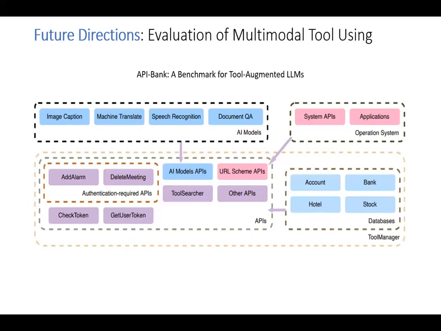And the third direction is evaluation. Although we have seen successes in building multimodal agents, mostly by example demonstration in the papers, can we have a systematic way to evaluate how accurately this type of system uses multimodal tools? API-Bank is a starting point for building such a pipeline to evaluate tool-augmented large language models.